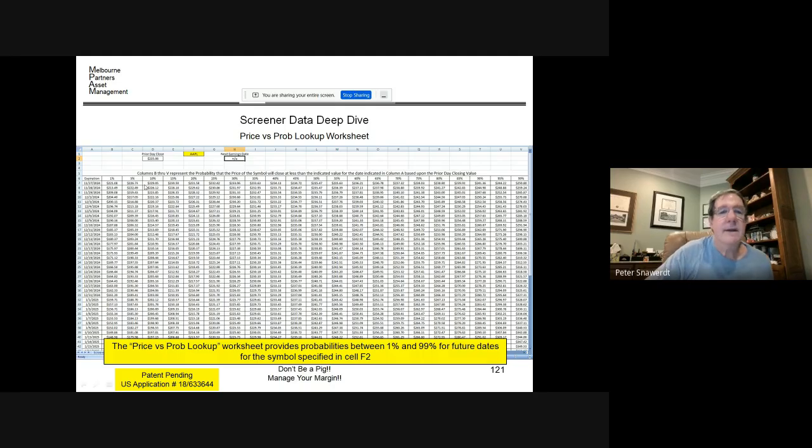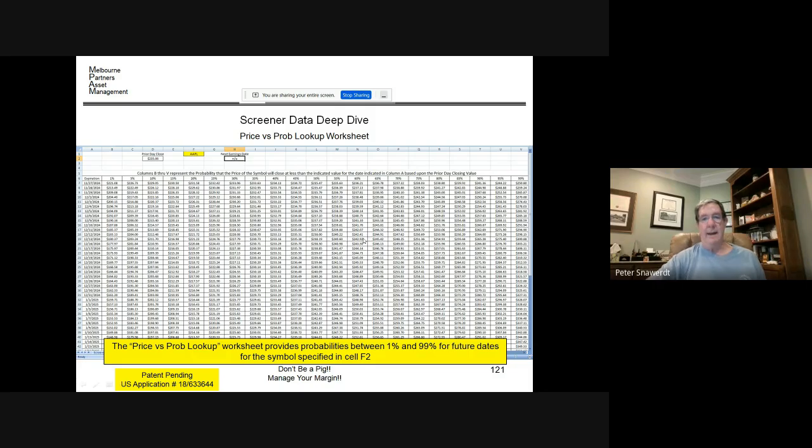226.70. Man, I can tell I'm getting old. I almost need a magnifying glass. 226.71 was the 5% limit. And then way up here at 250.8, there's a 99% chance that Apple that day is going to close below 250.8. And you can find out what the probability is for every single one of these dates by just looking at this big old matrix.